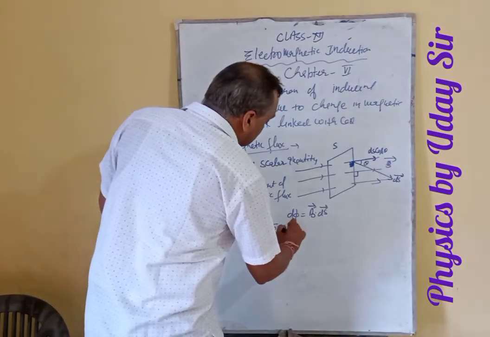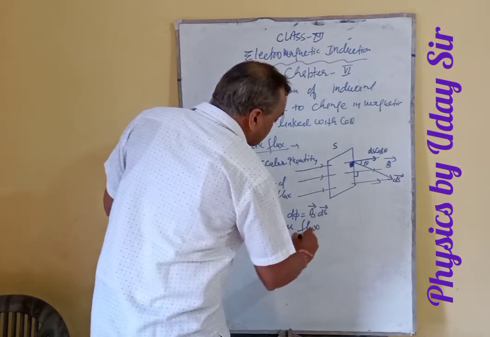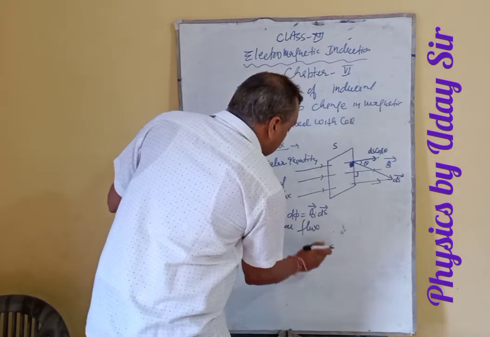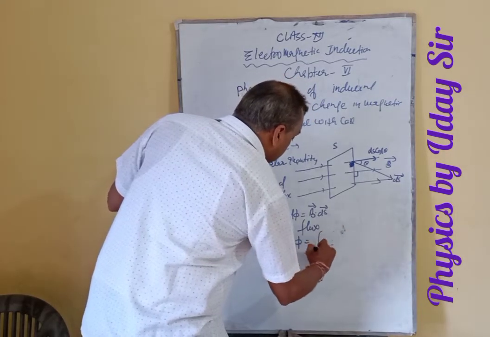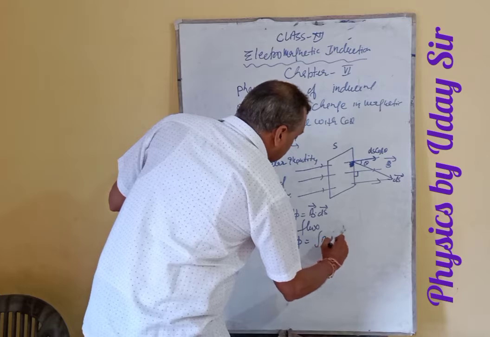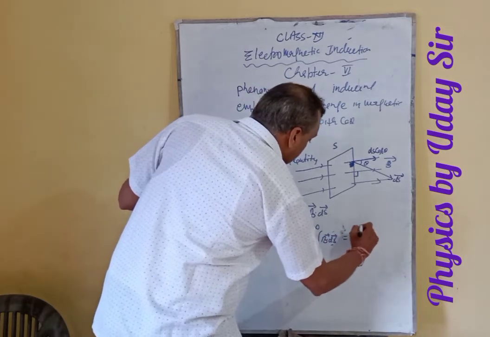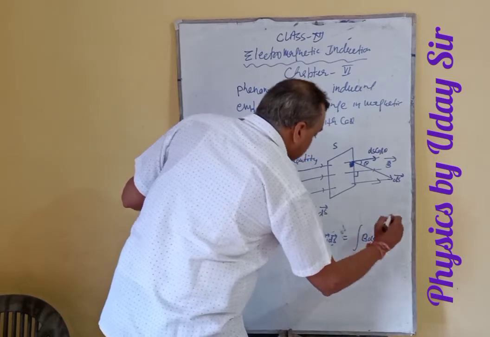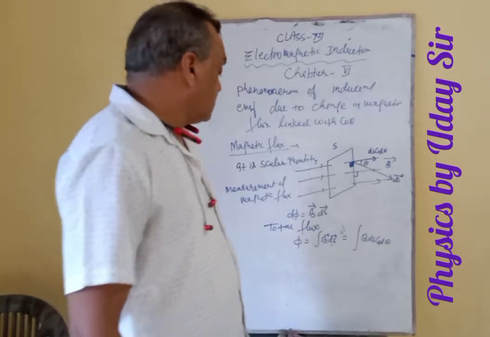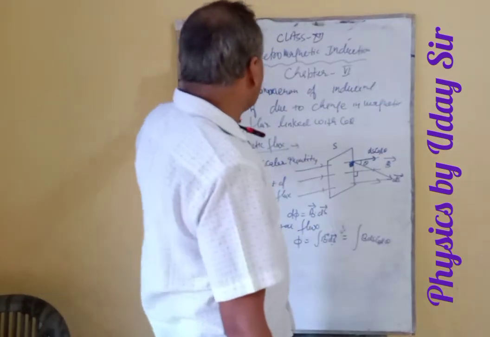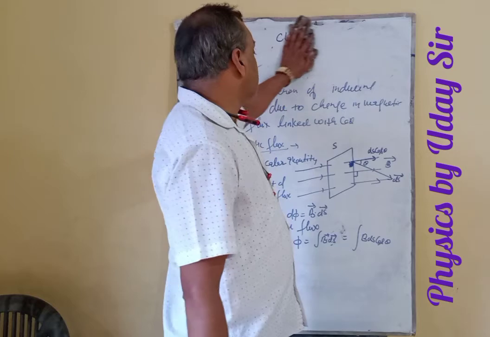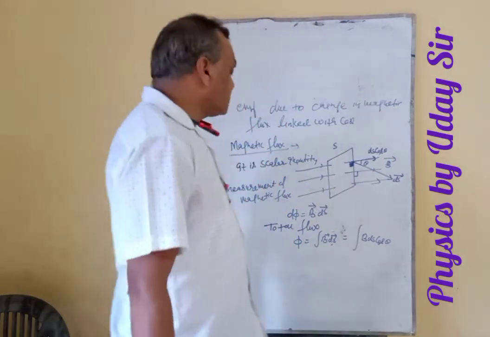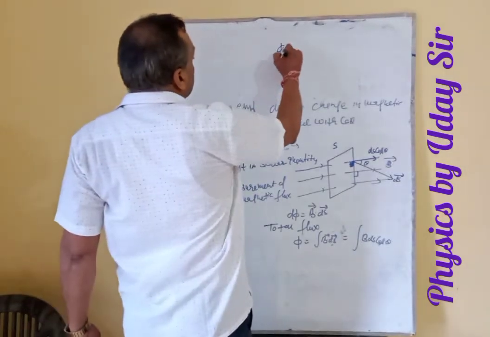If you have to find the total flux, you have to integrate d phi. So phi is the integration of B dot ds. You can write it like this also, B ds cos theta. Already I told it is a scalar quantity because this is a number. So the formula is phi is equal to B ds cos theta.